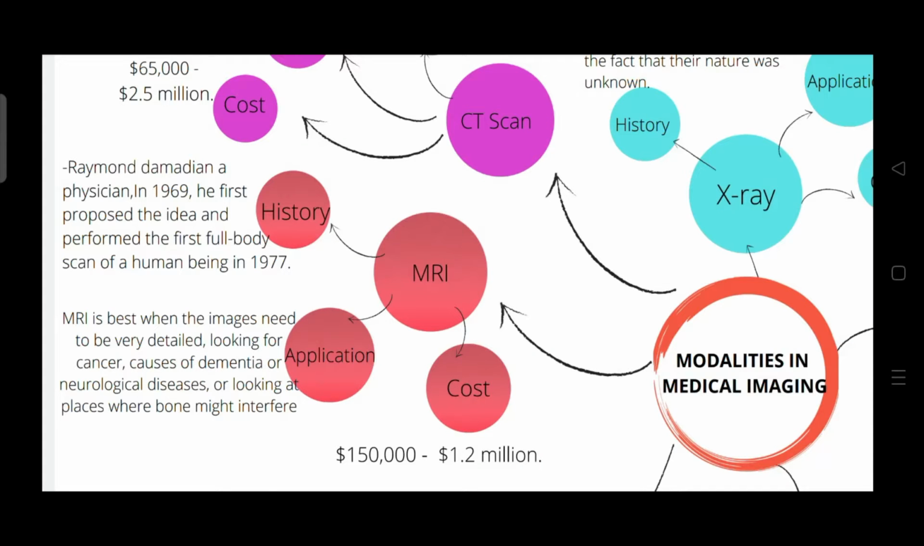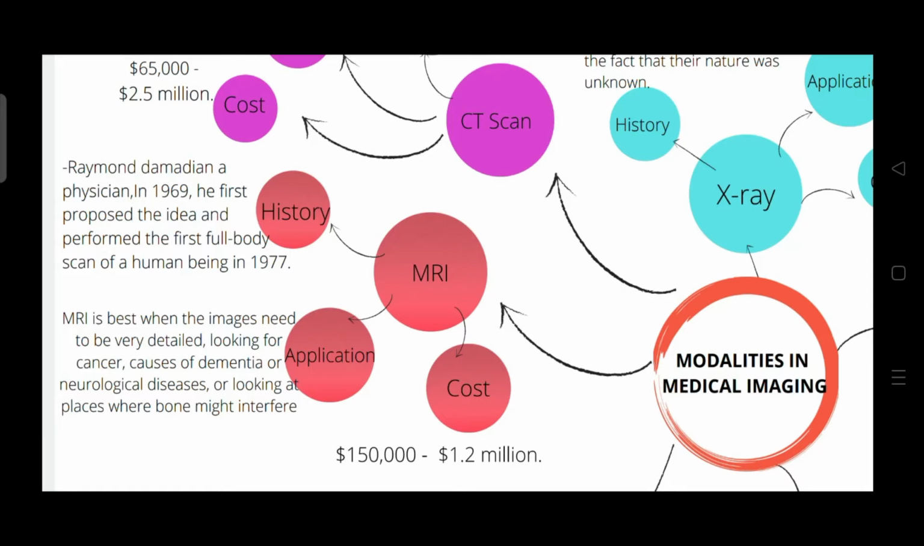Next, we have MRI. Raymond Damadian, a physician, in 1969 first proposed the idea of using nuclear magnetic resonance technology to scan the human body externally for early signs of malignancy. He performed the first full body scan of a human being in 1977.